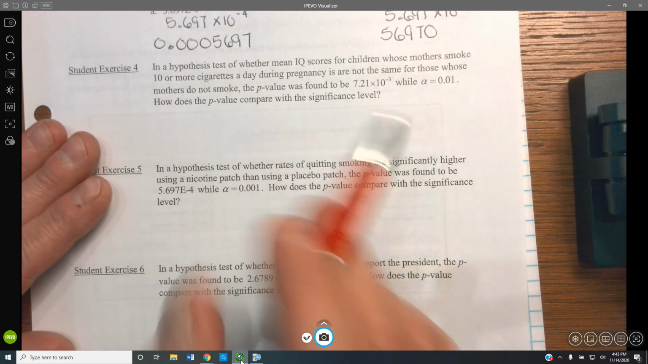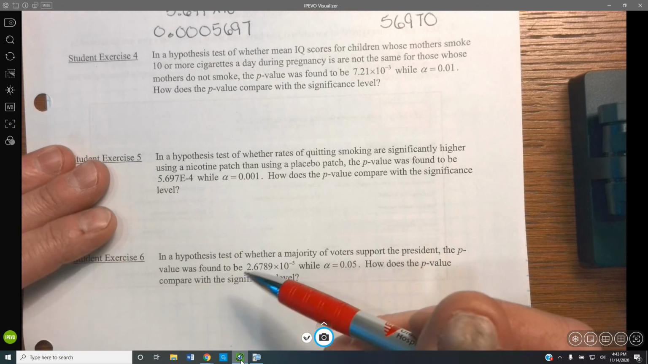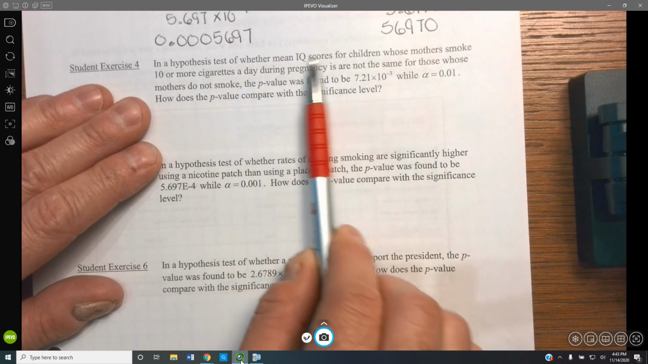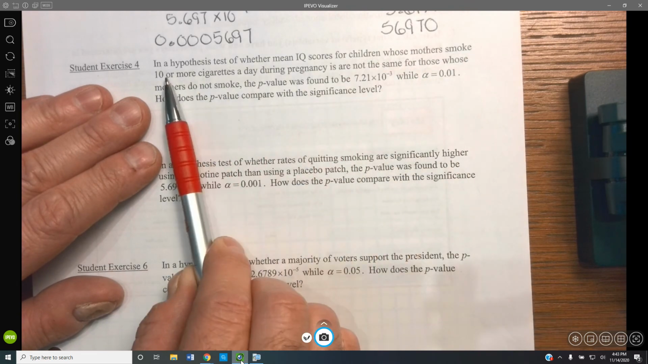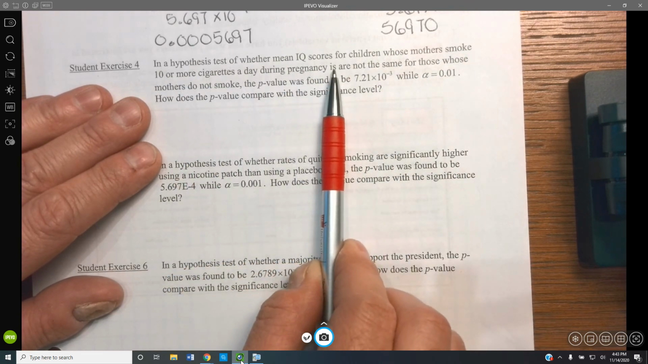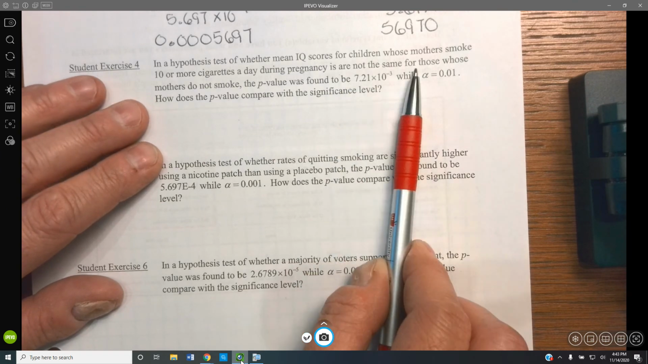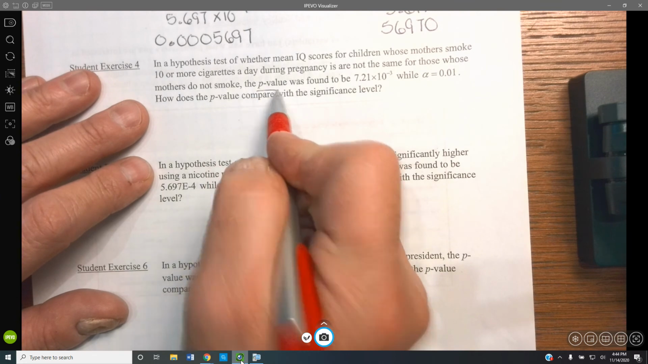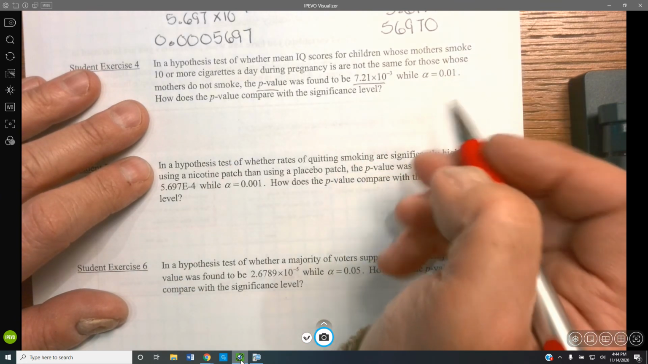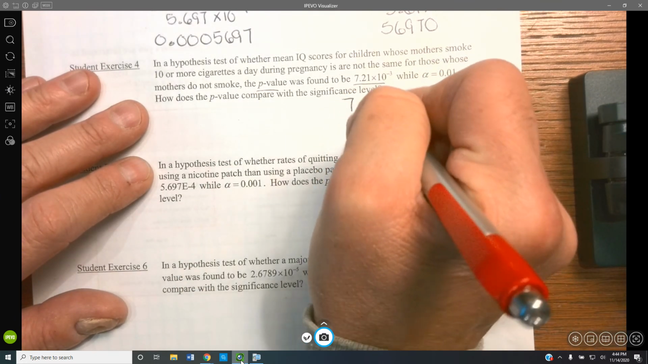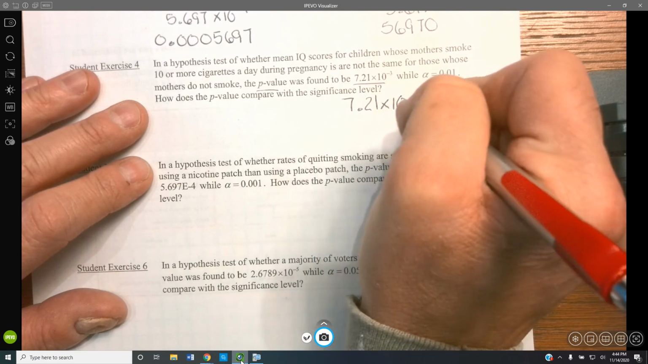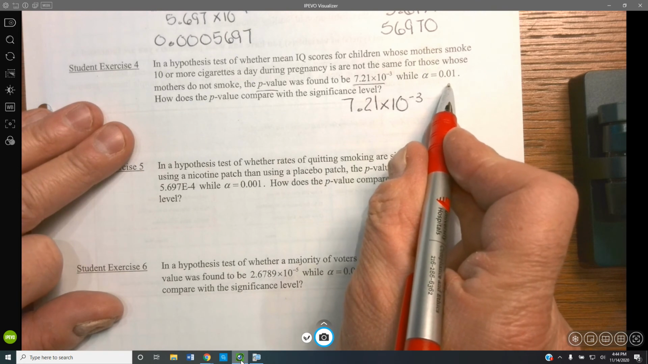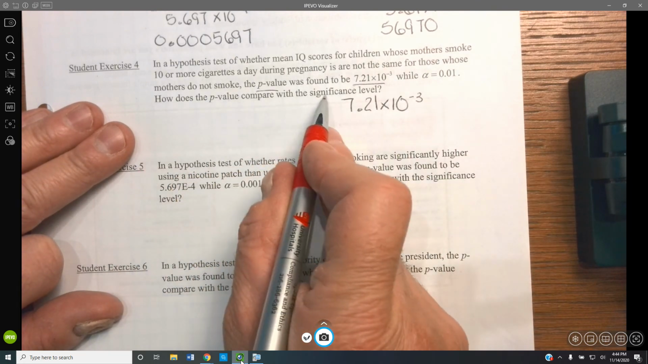Student exercise number 4, and I am probably going to leave a couple of these for you to do. In a hypothesis test of whether mean IQ score for children whose mothers smoke 10 or more cigarettes a day during pregnancy is or is not the same for those whose mothers do not smoke, the p-value was found to be 7.21 times 10 to the negative 3, while the alpha level was 0.01. How does the p-value compare?